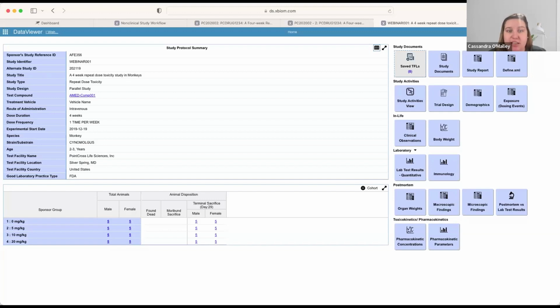One thing to note is that the colors of the groups have changed. They are going to be from lowest to highest dose, but they are different colors, and the color guide is to the very right of the screen when we go into it. All of the colors can be changed per study as a feature of XBiome.